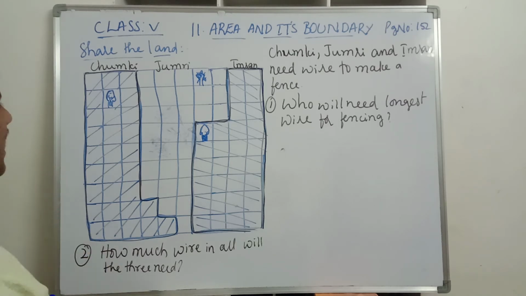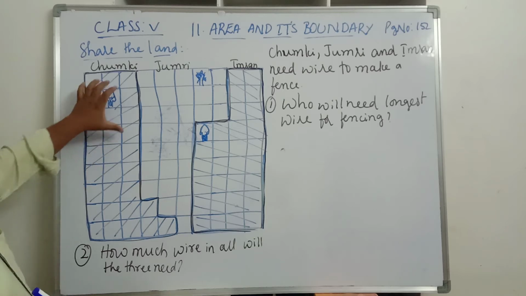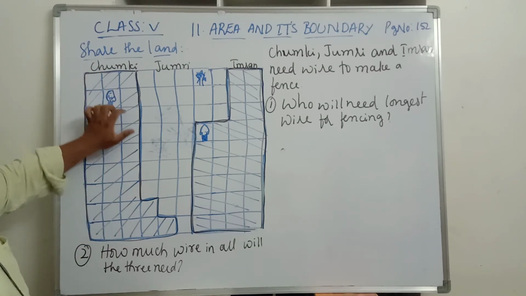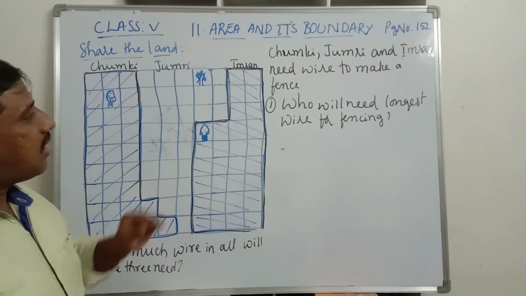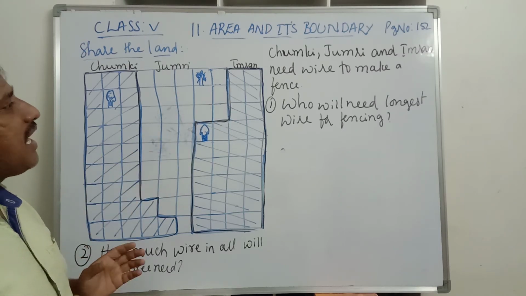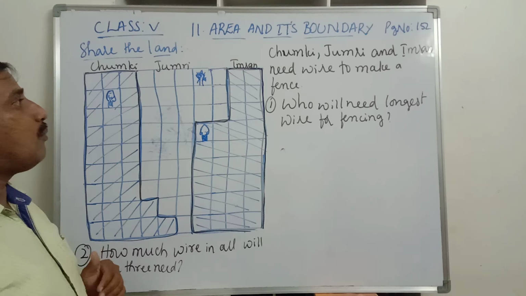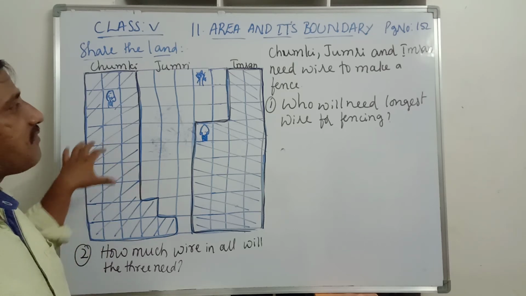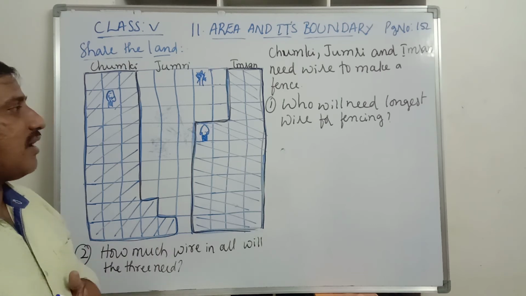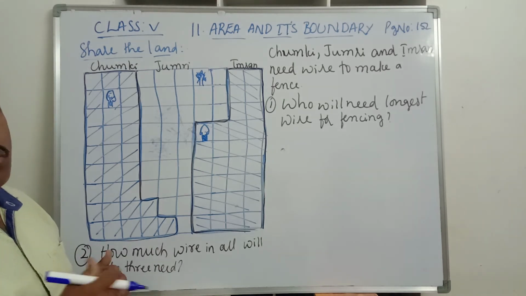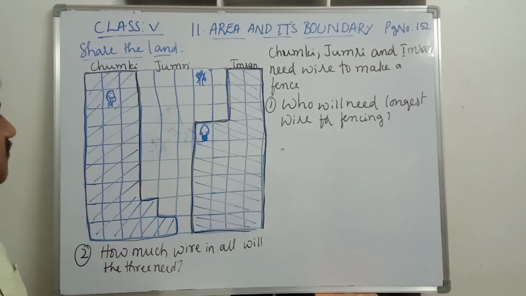Now I have made it very clear with the black marker pen. I made the boundaries. So this is the land piece of Chumki, and this is Jumri, and this is Imran. Now Chumki, Jumri and Imran need wire to make a fence. They wanted to make a fence along their land piece. Who will need the longest wire for fencing?